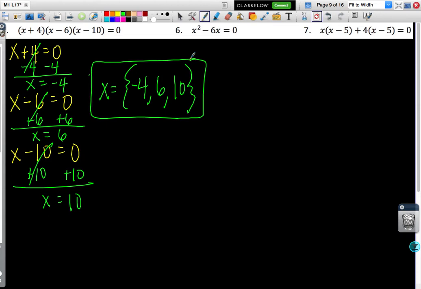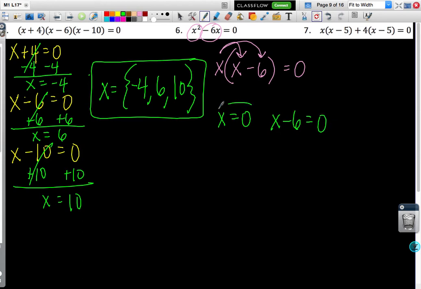Look at number 6. Number 6 is not factored. It's very similar to example 1 in your notes. So since it's not factored, we have to factor it. So look at your 2 terms and see what's common. x is common, and there's nothing else. So now you have to backwards distribute or factor and see what's left. So x times what would give you x squared? x times x would do the job. x times what would give you -6x? x times -6 would do the job. And now it's factored. Set both factors equal to 0 and solve.